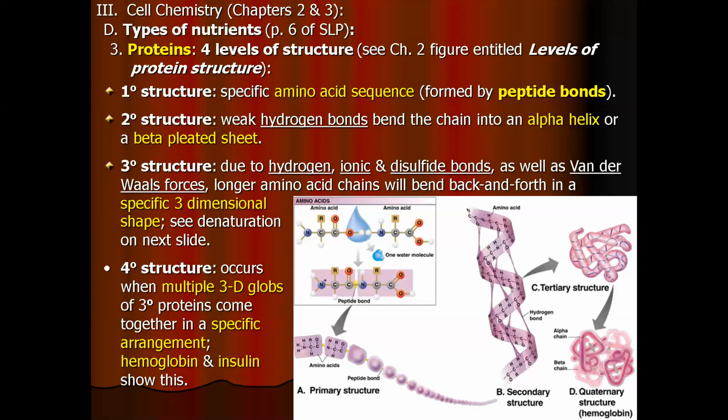These are the four. They pretty much all have the first one, unless it's really tiny, like antidiuretic hormone or oxytocin. That's all it has as primary. But once you get 20 amino acids, you're going to already start getting some hydrogen bonds, secondary protein structure. Most of the significant proteins have tertiary protein structure, and this is the specific three-dimensional glob shape. Only a few have quaternary protein structures, and you need multiple globs.